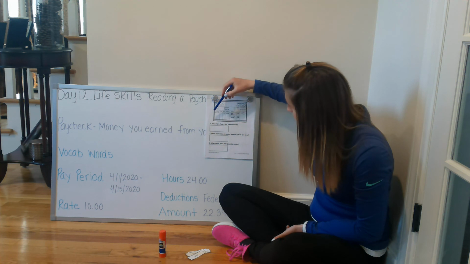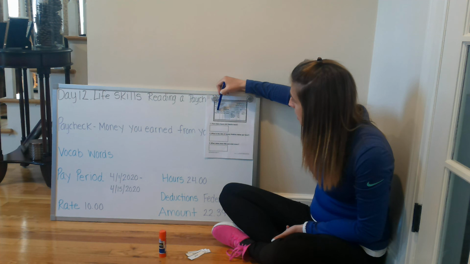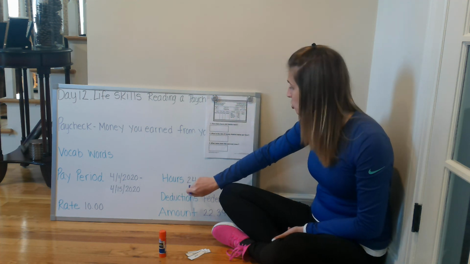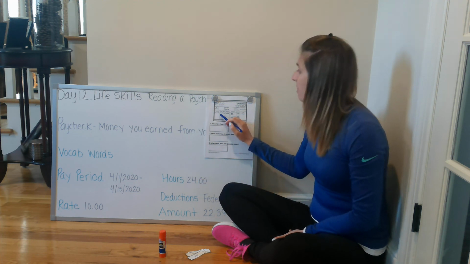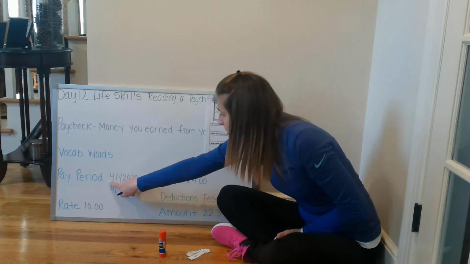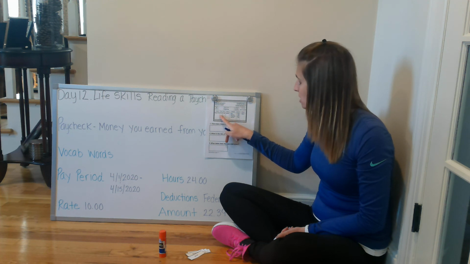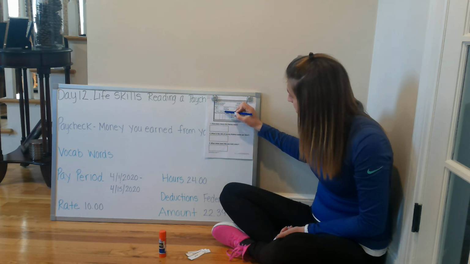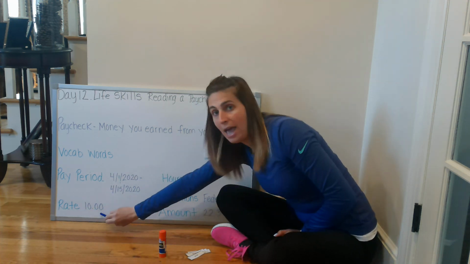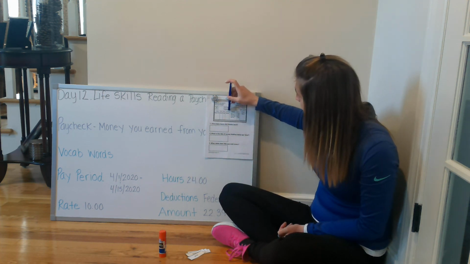Then if you look down, it says earnings, and then it says regular pay. Next to earnings, there's hours. And next to the hours, it says 24.00. That means that Kesha worked 24 hours between the dates of April 1st through April 15th. Kesha worked 24 hours. Then it has rate, and it says 10.00. That means Kesha's rate of pay is $10 an hour. And then it has amount.